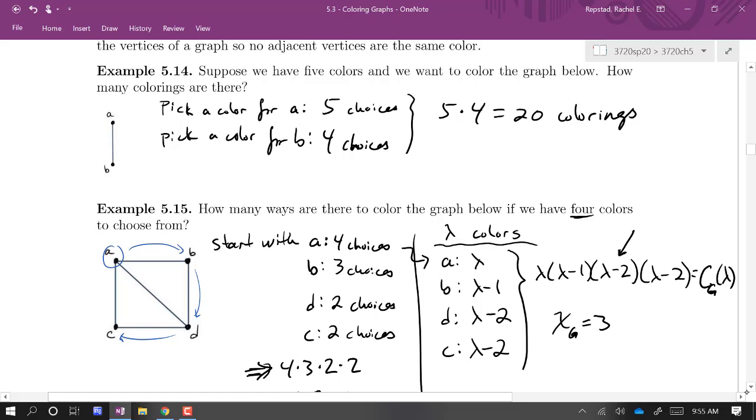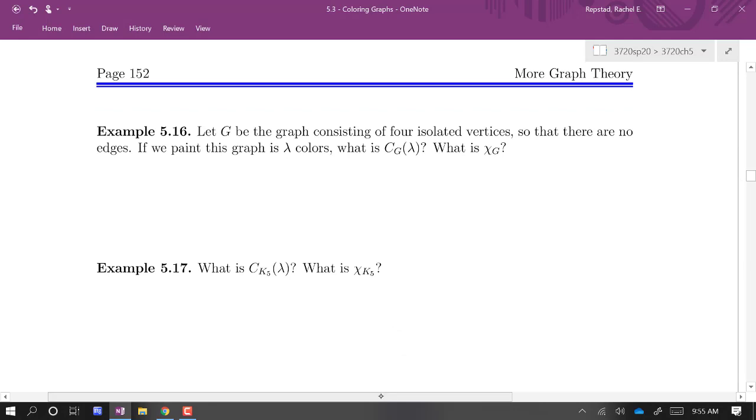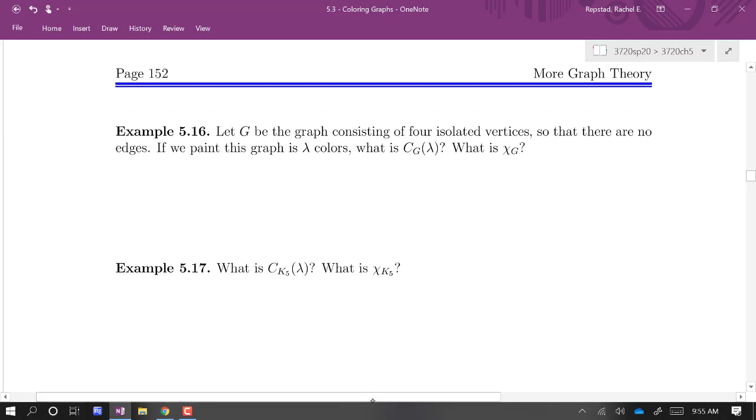So we're going to spend a bunch of time in this section figuring out how to find the chromatic polynomial for some graphs. Sometimes we could do it by inspection, as we did in this case. We could just go around, figure out how many choices we have, and use the multiplication counting principle. Sometimes the process will be more involved, but we're going to start by looking at 2 extreme cases that we can use to help us build more complex cases.